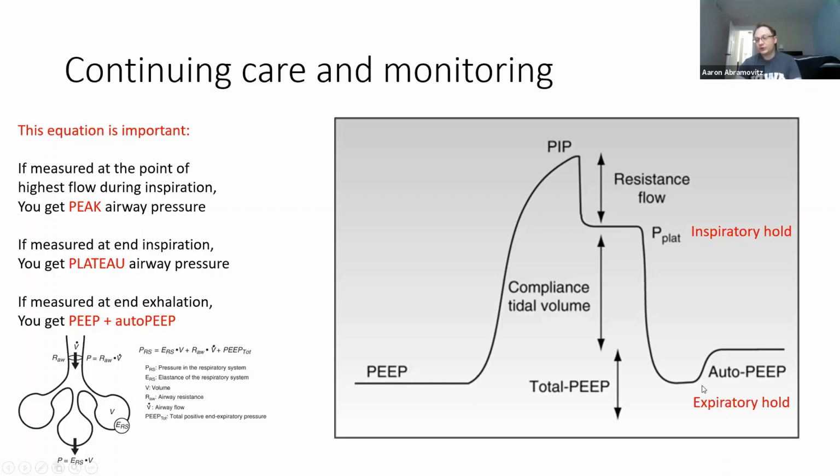If you do an expiratory hold and don't let them inhale, you'll get the PEEP plus whatever auto-PEEP or air trapping there is. The expiratory hold value should be the same as the PEEP, and the inspiratory hold here with the plateau pressure in an ARDS patient or any patient really should be less than 30 centimeters of water.